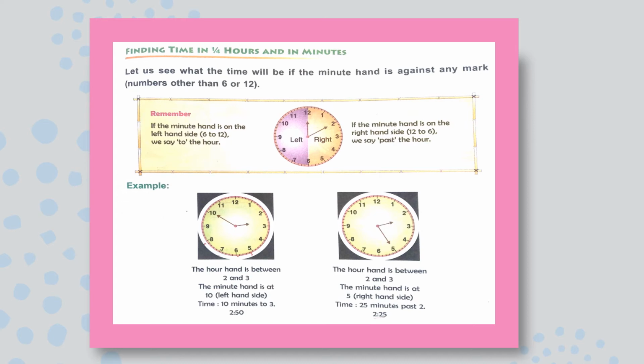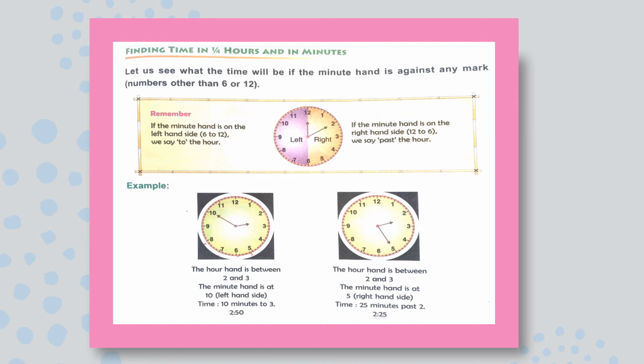Finding time in quarter hours and in minutes. Let us see what the time will be if the minute hand is against any mark, numbers other than 6 or 12. Remember, if the minute hand is on the left hand side, that means 6 to 12, we say to the hour. And if the minute hand is on the right hand side, that means 12 to 6, we say past the hour.